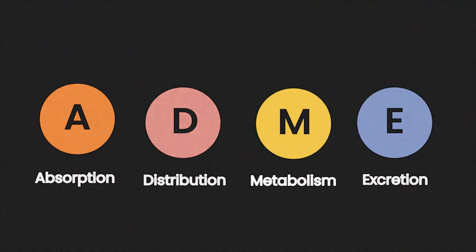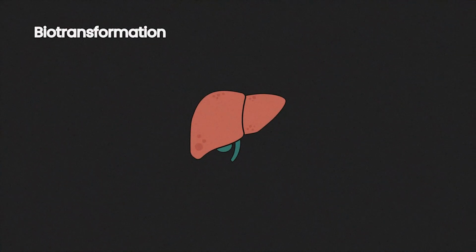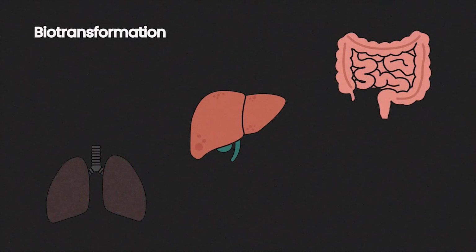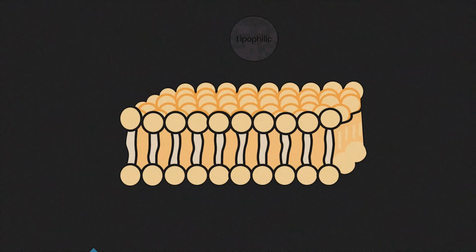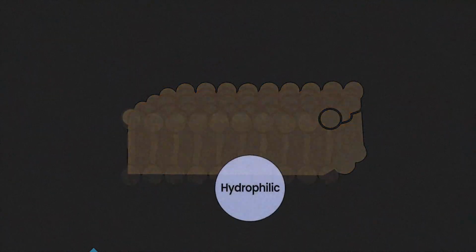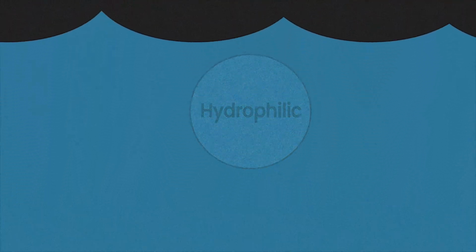In this video, we'll be focusing on metabolism, the stage where the body chemically modifies a drug. This chemical transformation is known as biotransformation, and it mostly takes place in the liver, although other major organs such as the gut, lungs, and kidneys also play a role. Many medicines are originally lipophilic, meaning fat-soluble, which helps them pass through cell membranes, but to be excreted from the body, they must become hydrophilic, meaning water-soluble.